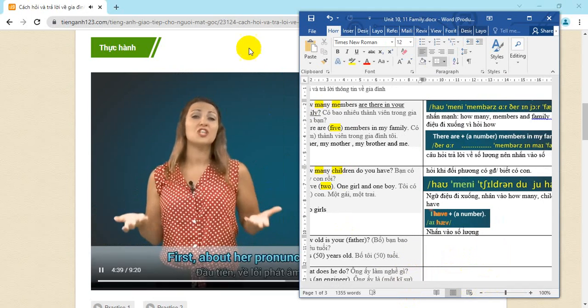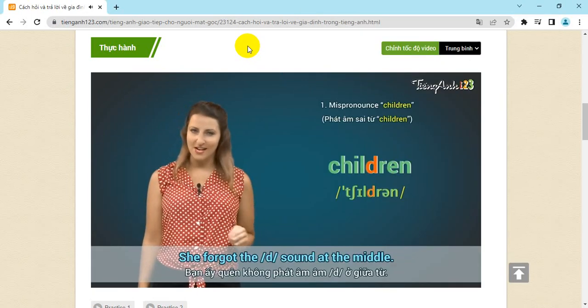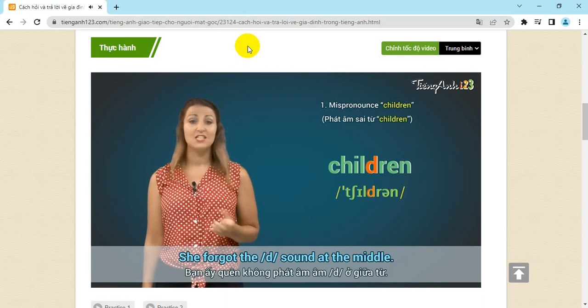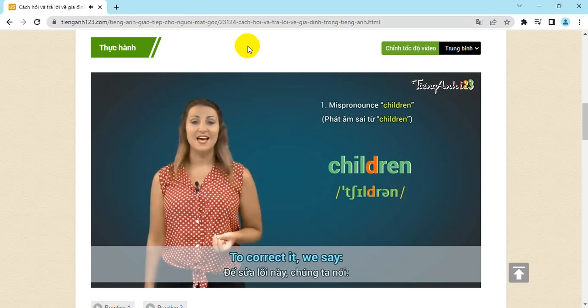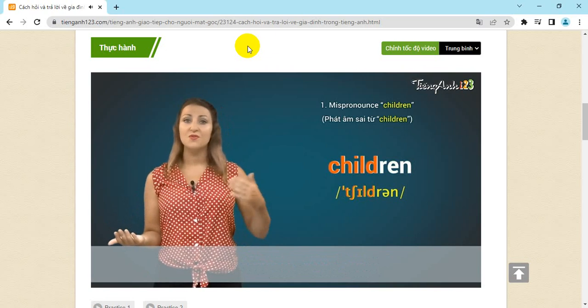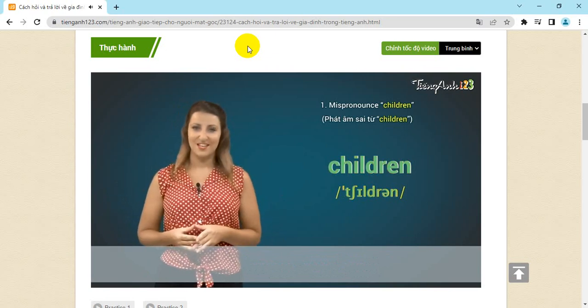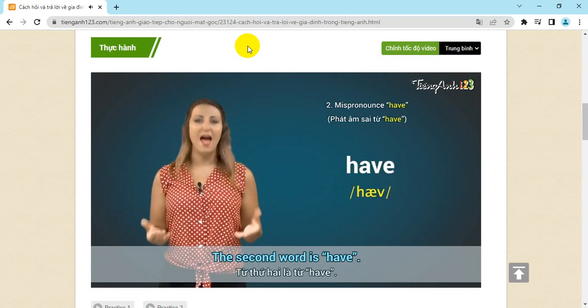First, about the pronunciation of children. She forgot the d sound in the middle. Children. To correct it, we say children. Children. Children. How many children? There are 3 children. The second word is have.